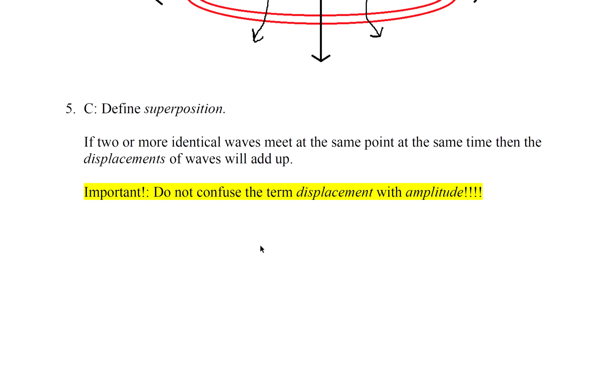Question 5. Define superposition. If 2 or more identical waves meet at the same point at the same time, then the displacements of the wave will add up. So important, do not confuse the term displacement with amplitude.